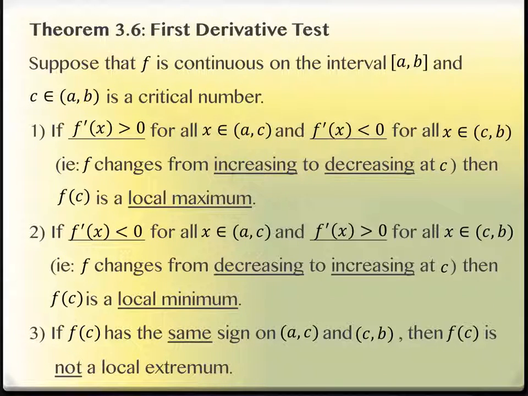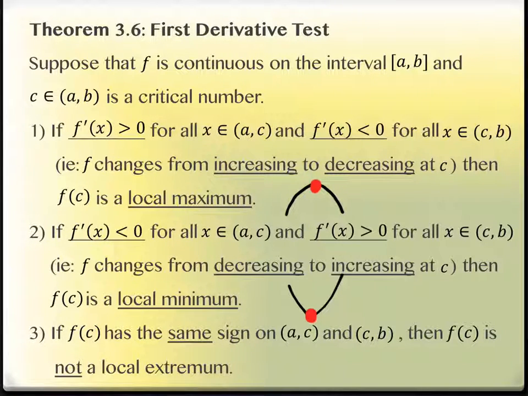But the first one says, if it's going from increasing to decreasing, well, increasing looks like that, right? And decreasing looks like that. So can you see why it should have a maximum? Right there. Does that make sense? Go from increasing to decreasing, you have a maximum. The second one says that if it goes from decreasing to increasing, you should have a minimum. Right? Well, of course. Visually, we got that.